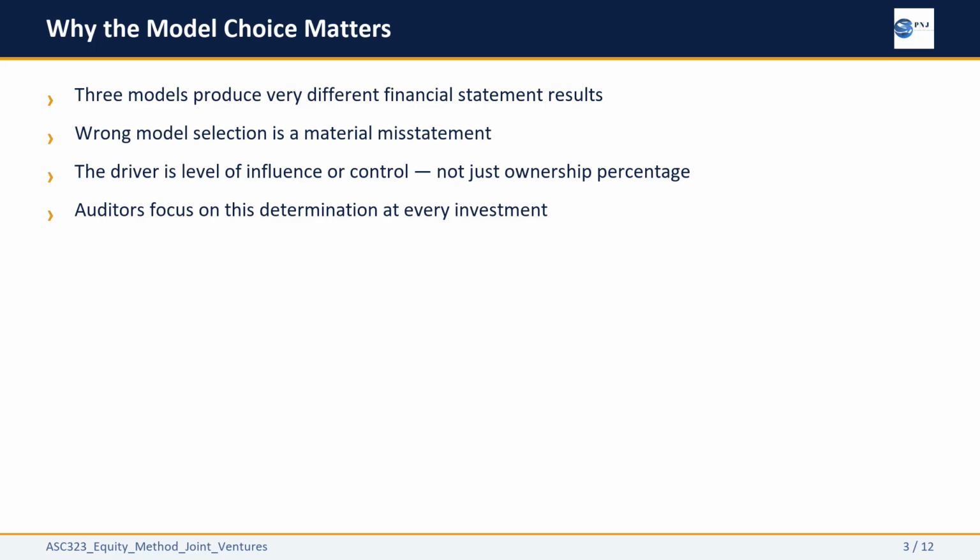Here is the key thing to understand before anything else. The three investment accounting models produce dramatically different results on your financial statements. Choosing the wrong model is not a minor error, it is a material misstatement. The entire determination hinges on the level of influence or control you hold over the investee, not simply how many shares you own. Auditors pay very close attention to this judgment call, and so should you. Let us look at what those three models actually are.